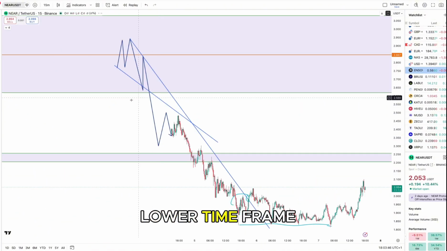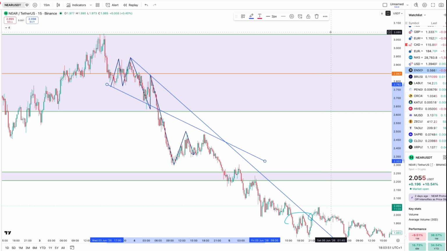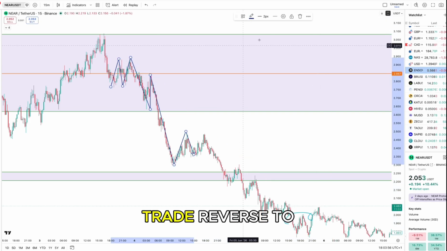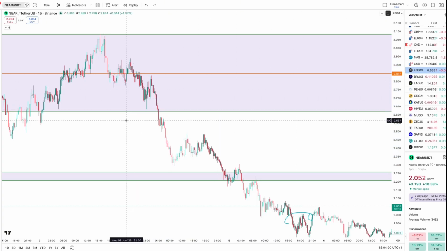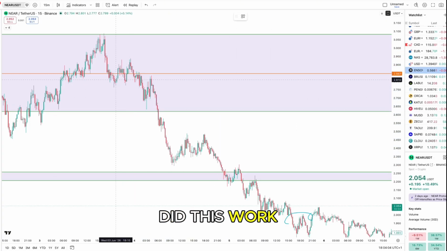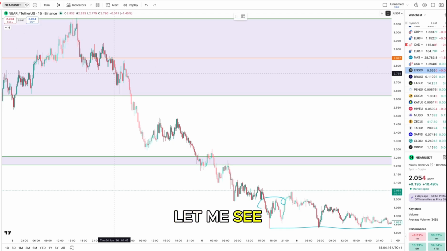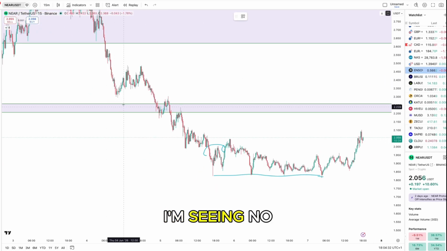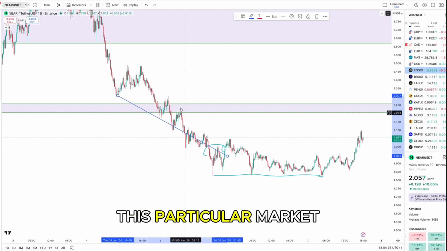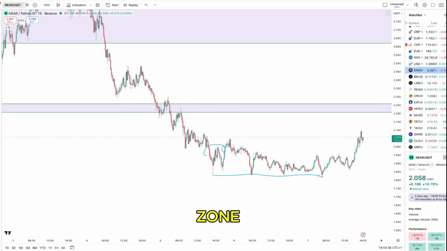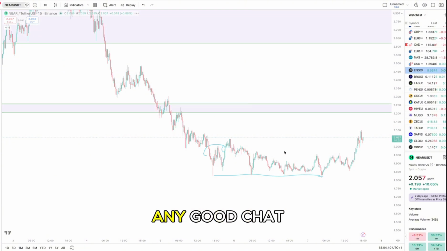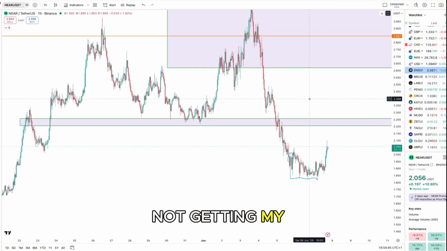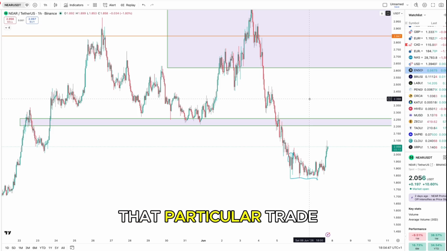Let me use a lower time frame to see if there is something tangible there I can get, which I doubt. Something that will aid me to trade a reversal to that particular zone. Is this an expanding wedge now? Let me see. This is not an expanding wedge. So currently I'm seeing no reason to trade this market back to this zone, so I'll just skip this. I didn't get any good chart pattern at this particular trade. So when I'm not getting a good chart pattern, I'll just leave that trade.